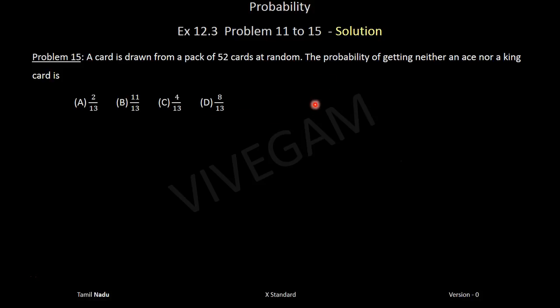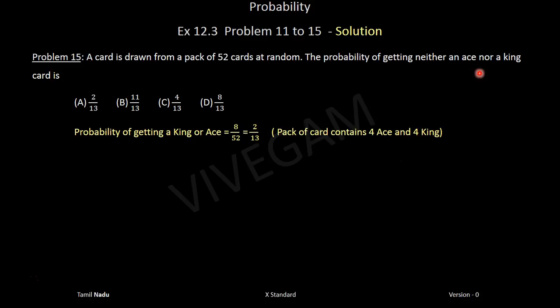So as usual, let's find the probability of getting either an ace or a king. So how many cards are there? Altogether 52 cards. How many aces are there? There are 4 aces, right? Spade ace, heart ace, diamond ace, club ace. Similarly, 4 types of king are there. So getting either an ace or a king means you will have 4 aces and 4 kings. So altogether 8 outcomes are favorable to us, right? And the total number of outcomes is 52. So the probability of getting a king or ace is 8 divided by 52, that is 2 by 13.